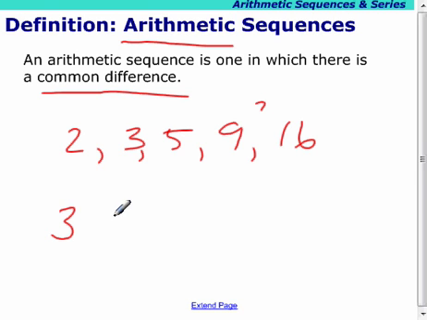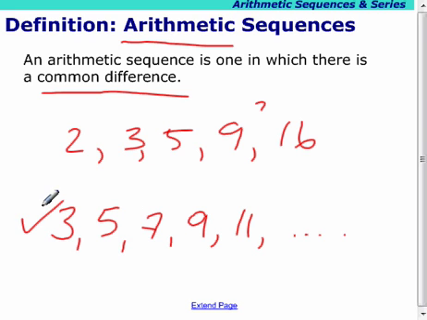But how about this pattern? How about if I had 3, 5, 7, 9, 11, etc.? You probably quickly see that there is a pattern there, and that I am increasing each of the previous numbers by 2. So this here is an example of an arithmetic sequence. A sequence in which there's a list of numbers and there is always a common difference of 2.